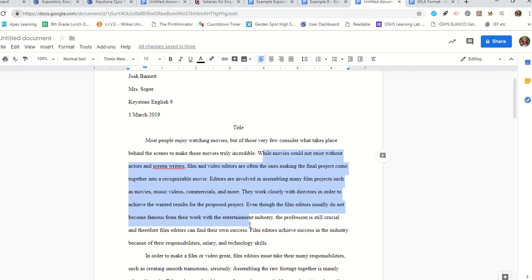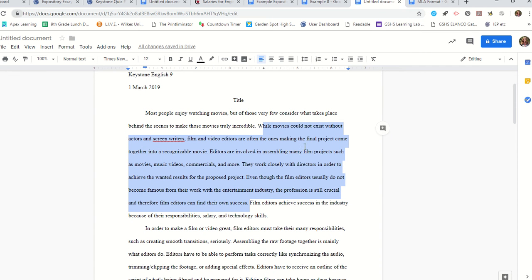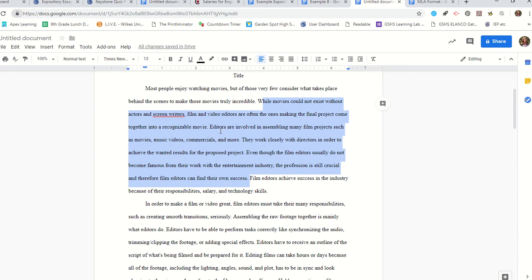Alright, and I start to get more specific from beginning to end here. Movies could not exist without actors, screenwriters, but film editors and video editors are the ones making the final project come together. So I've introduced now film editors in my second sentence there, my fourth phrase though. And then I say what they do. They assemble film, they work with directors, they don't normally become famous, but they are still important. And then I had my thesis, which I wrote earlier.